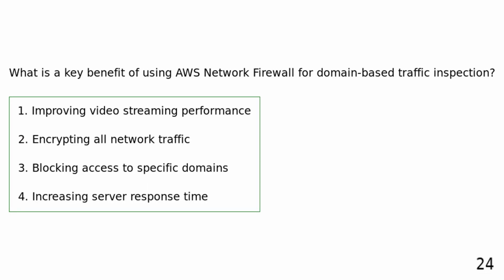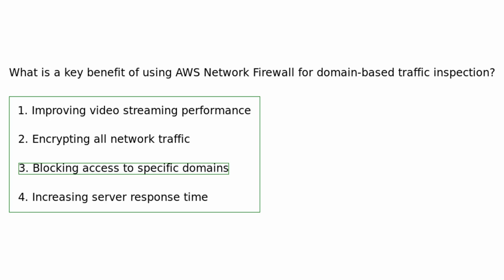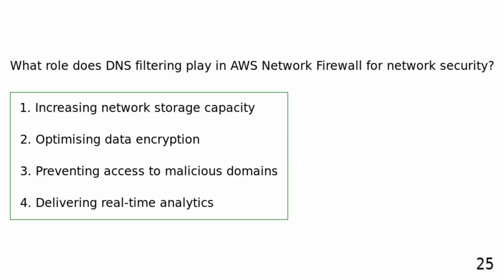What is a key benefit of using AWS Network Firewall for domain-based traffic inspection? Improving video streaming performance. Encrypting all network traffic. Blocking access to specific domains. Increasing server response time. A key benefit of using AWS Network Firewall for domain-based traffic inspection is the ability to block access to specific domains for security purposes.